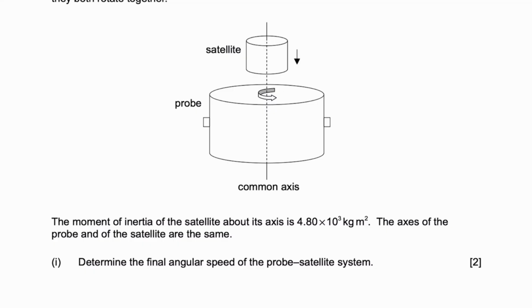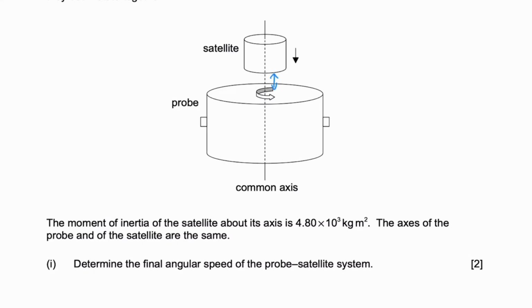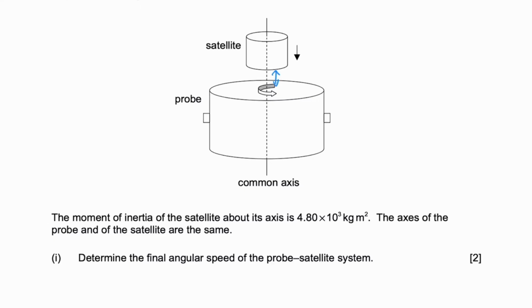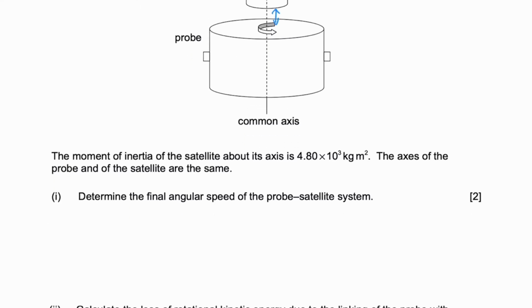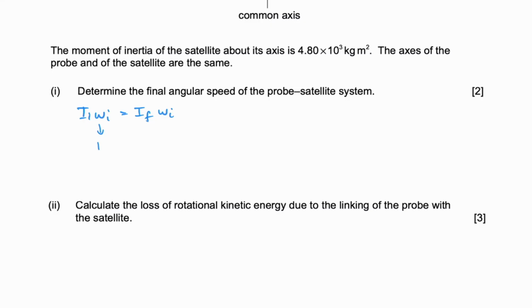Okay, when the probe joins with that satellite, that's the equivalent of a collision. So we're looking at the angular momentum before and the angular momentum after. We know they are the same because of the conservation of angular momentum, which will allow us to find the final angular speed. Let's write down the expression for the conservation of angular momentum. We know the initial angular speed is 16, which we just calculated, and we know the initial moment of inertia is 1.44 times 10 to the 4. We were told that in the question.